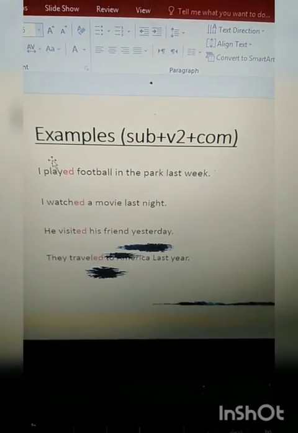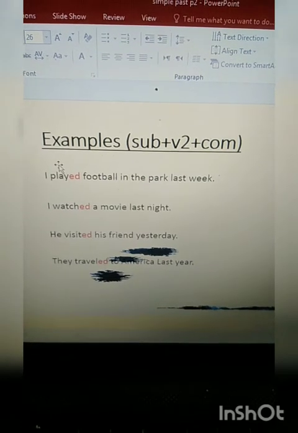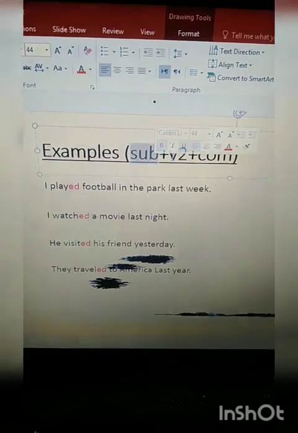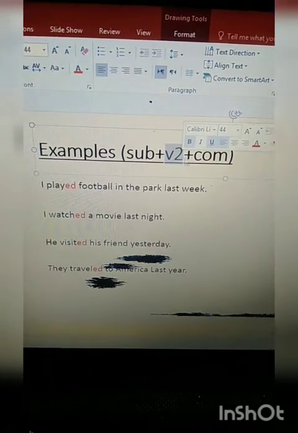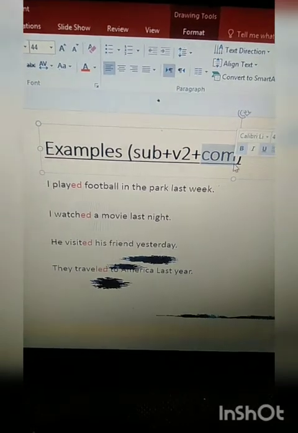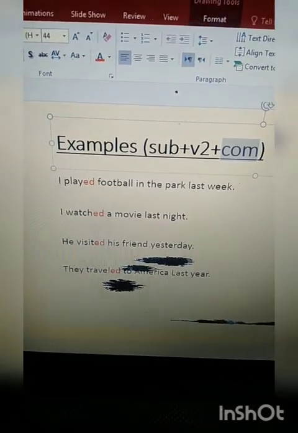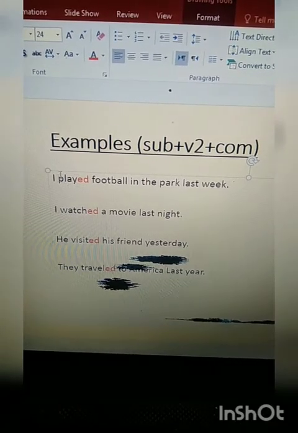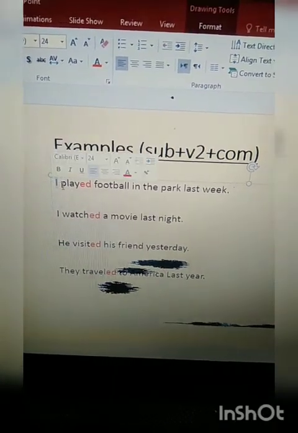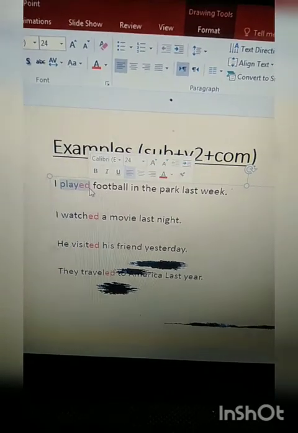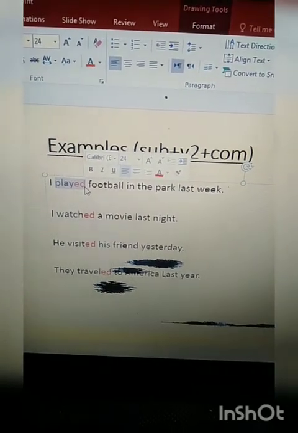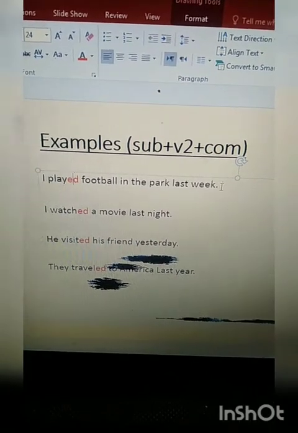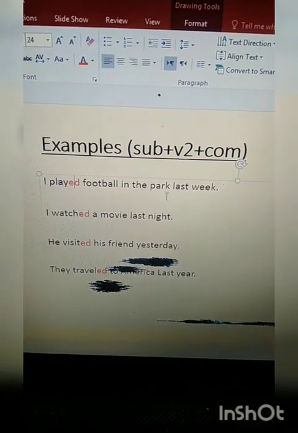Again, the form of simple past tense sentences is subject plus verb 2, which is the past form of the verb, plus the complement, the rest of the sentence. Here we have some examples. I played football in the park last week. I is the subject. Played is the verb, which is a regular verb because it ends with ed. Football in the park last week is the complement of the sentence.